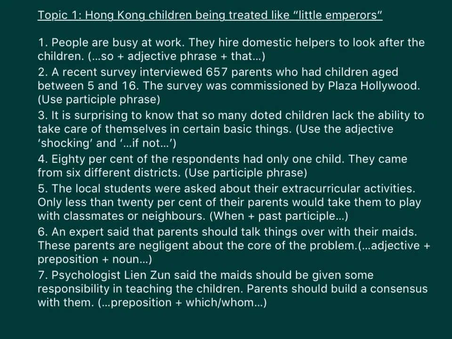Here is another exercise. This topic 1 is on Hong Kong children being treated like little emperors. For each item below, rewrite them using the suggestions inside the brackets. In cases where there are 2 sentences, combine them into one. You can stop the video while you work on them, and when you finish, resume play, and the answers will be displayed.